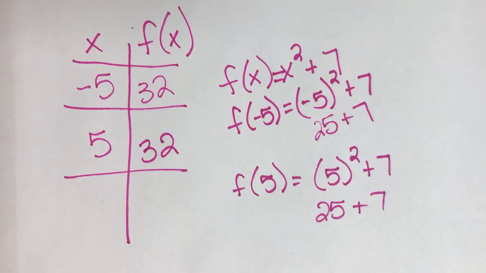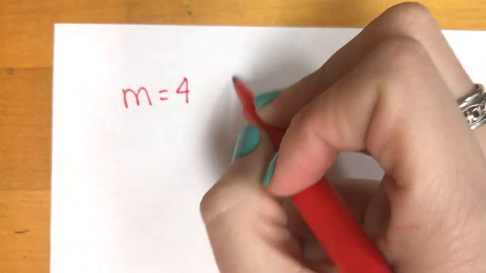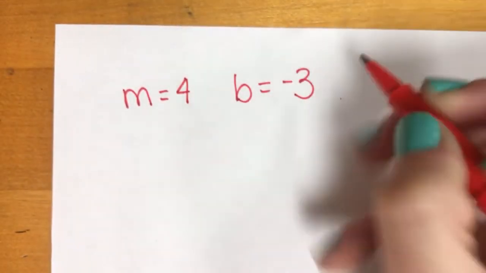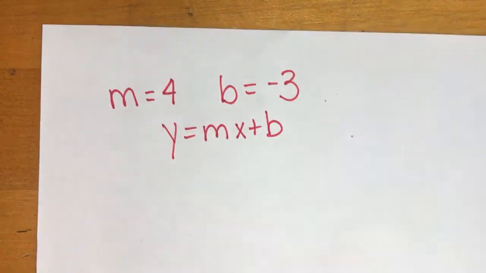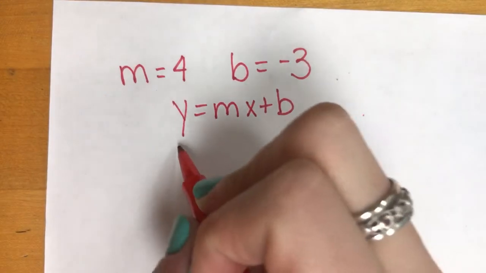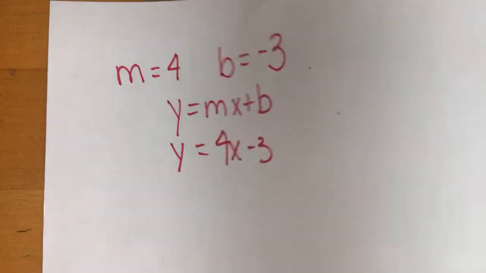Okay, we also then need to do some things with writing equations of lines. A couple things to remember about writing equations of lines is that if we are given m and b, so if we know what m equals and what b equals, then we can plug into y equals mx plus b form. So if m is 4 and b is -3, I could just say y equals 4x minus 3.